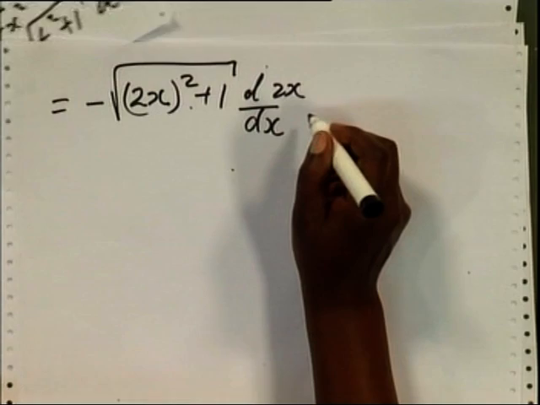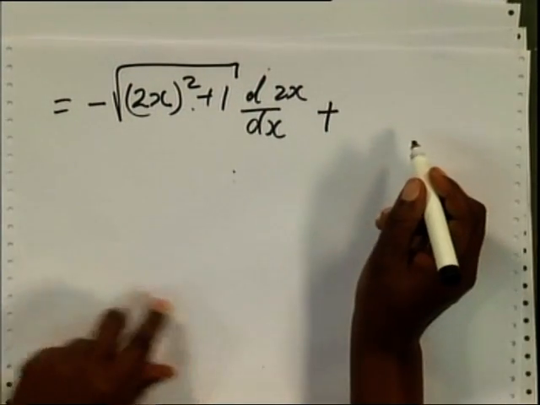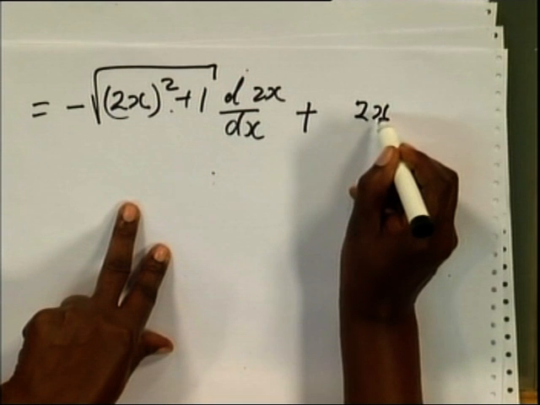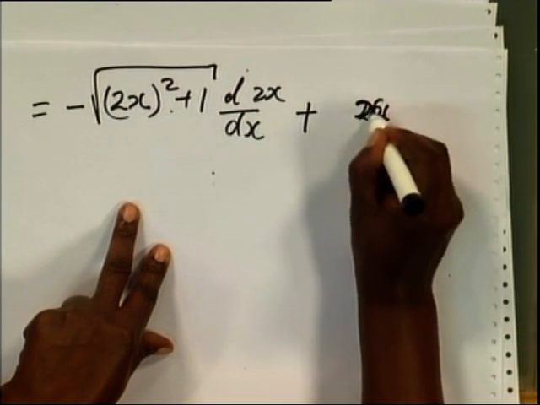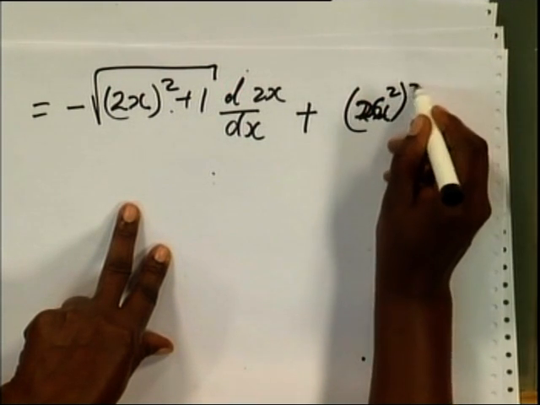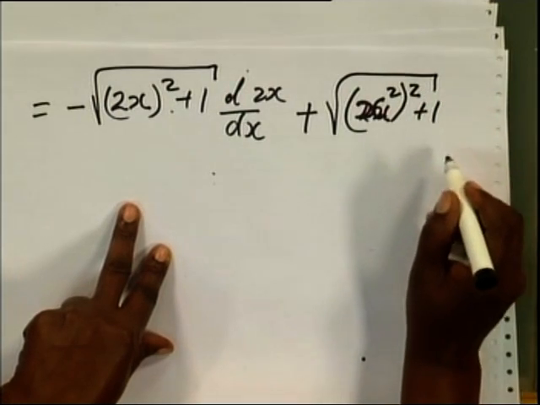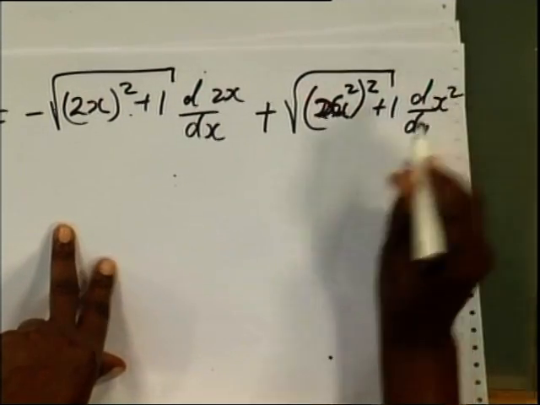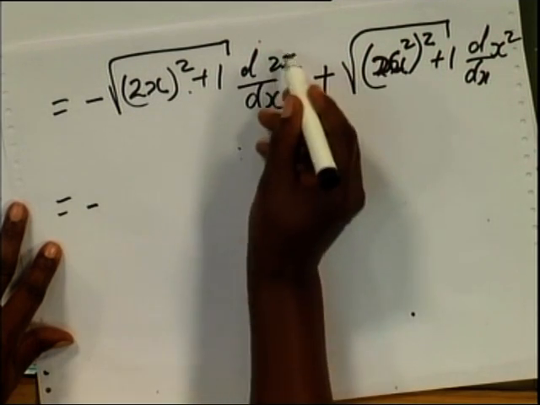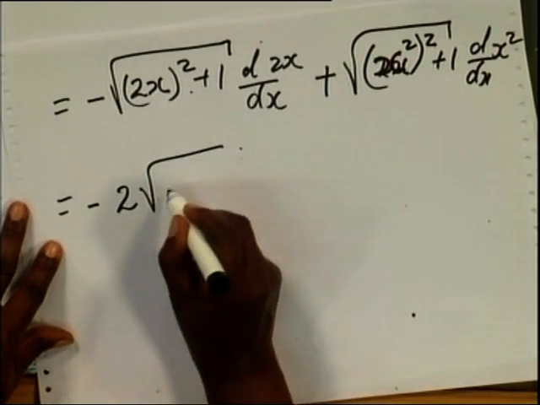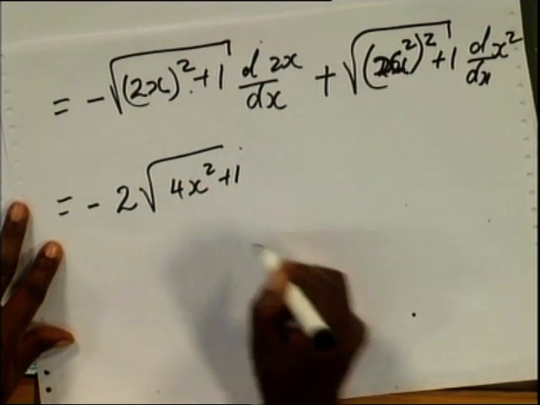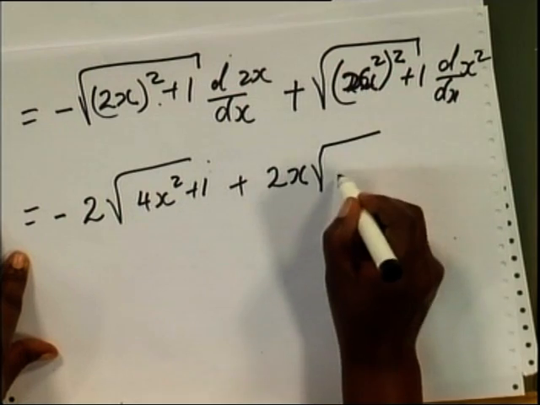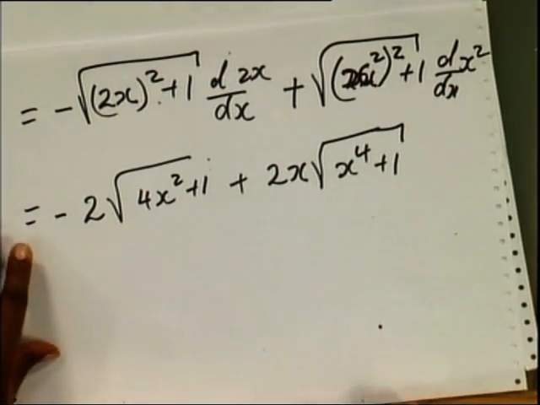Okay, that's the first one. The second one, plus, leave the function as it is, replace t by x squared, the square root of x squared all squared plus 1, times the derivative of the power, which is x squared. Now my answer here is going to be minus the derivative of 2x, which is 2, times the square root of 4x squared plus 1, plus the derivative of x squared, which is 2x, times the square root of x to the power 4 plus 1. That was your answer.